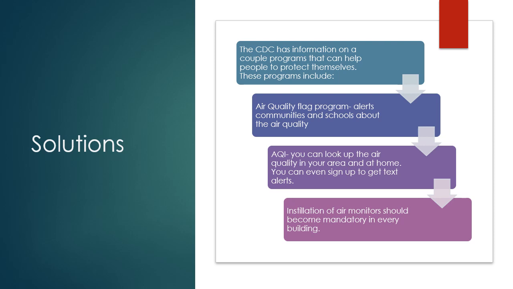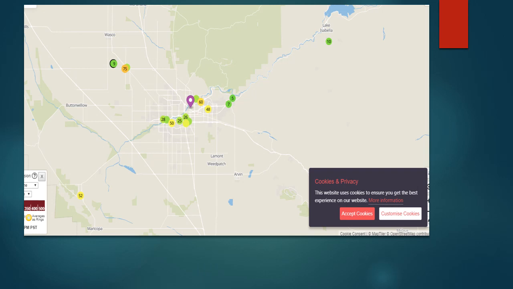Another solution could be making sure that installation of air monitors should become mandatory in all buildings. Here's another map of Bakersfield showing the air monitors in the area. As you can see, there's not a lot of them, which is why I did suggest that making sure that air monitors are installed in almost all buildings should be mandatory. I feel like it would help raise the awareness of this issue and also help the disparity lessen.